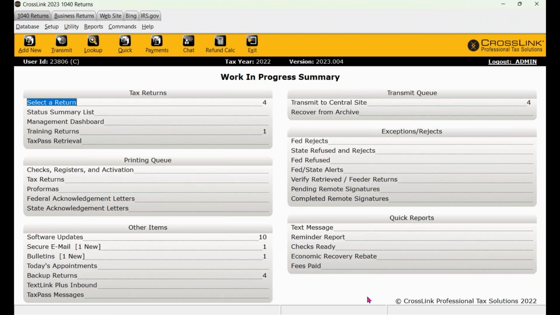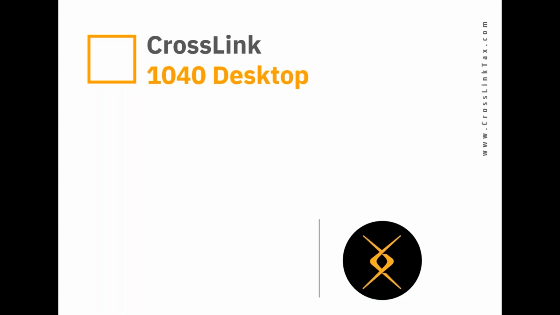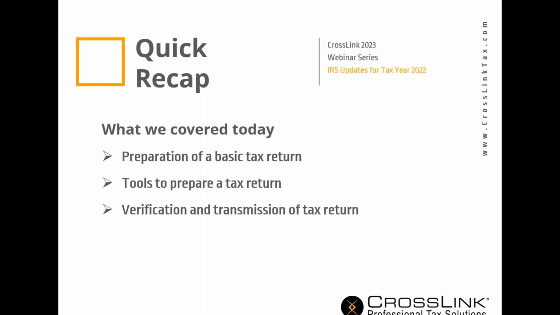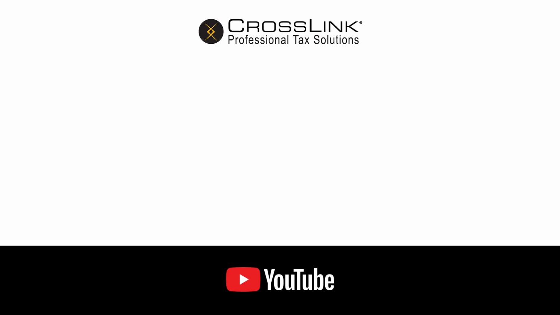So in that case, let me go back into the PowerPoint real quick just to wrap up here and review what we covered today. We just saw the basic preparation of a tax return, W-2, adding forms, things like that. The tools that are available to you to prepare the return, things like remote sign, document archive, or your regular electronic signature method. And then verification and transmission of a return. Very important when we're wrapping up that tax return: the verify process, and then the queue or transmit process.